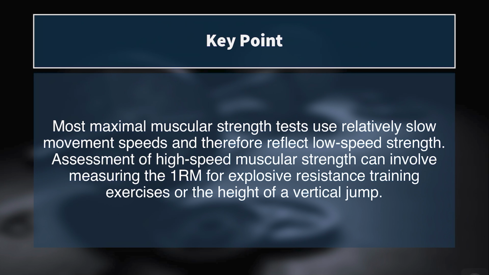So the key point here is that most maximal muscular strength tests use relatively slow movement speeds because of the high forces involved. You just can't push that load as fast as possible, or I guess as fast as possible is slow for these loads, and therefore they reflect low speed strength. The assessment of high speed muscular strength can involve measuring the 1RM for explosive resistance training exercises or the height of a vertical jump. So really, guys, we just want to use both, okay?